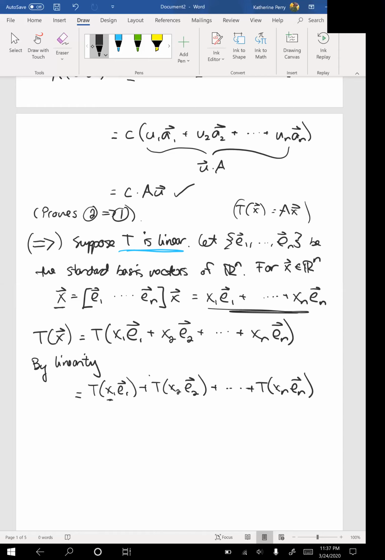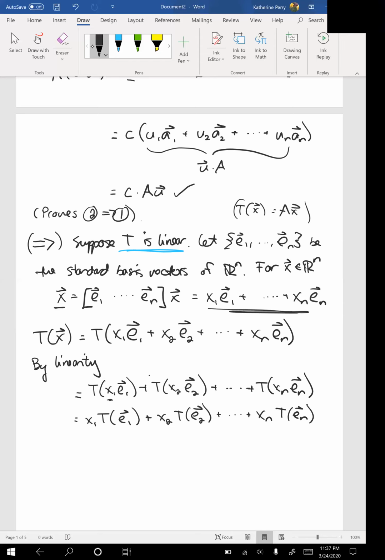And again, because this transformation is linear, and all of these x's are just numbers, I can pull them out using this second property of linear transformations. So this is actually equal to x1 times T of e1 plus x2 times T of e2 plus xn times T of en.